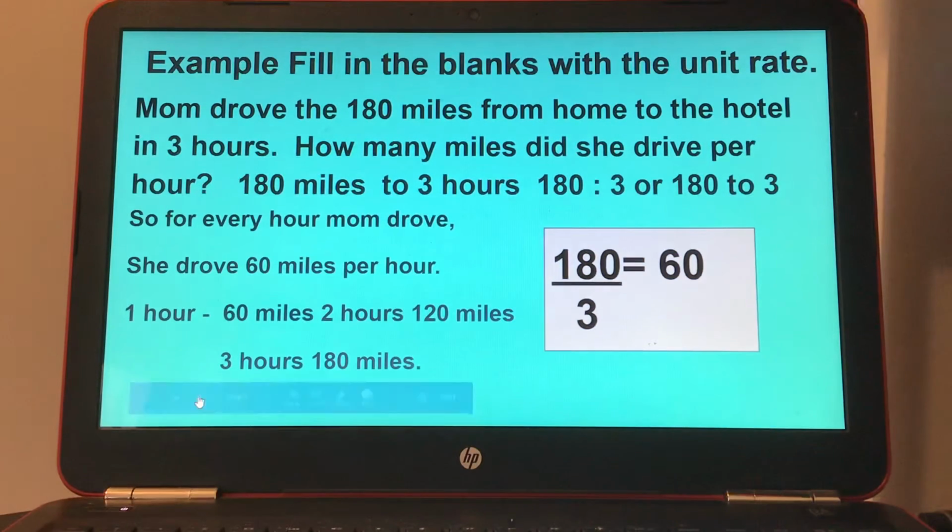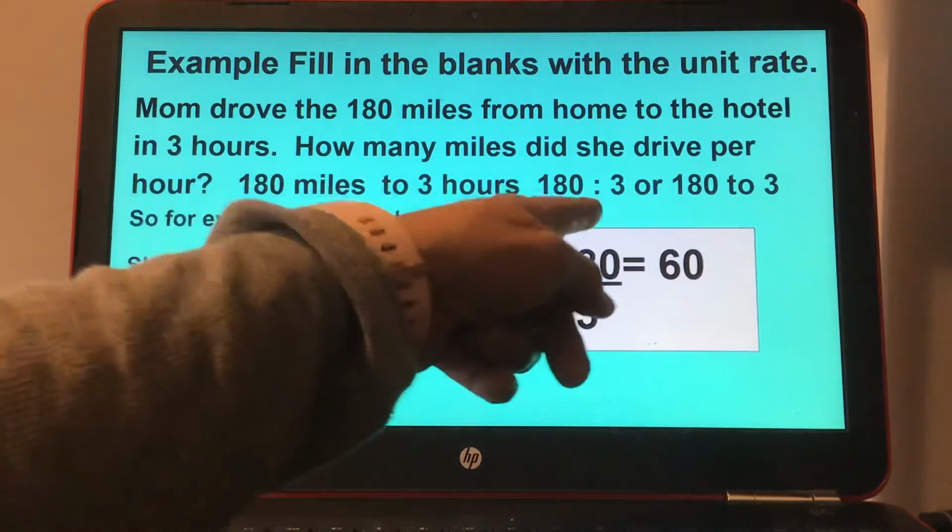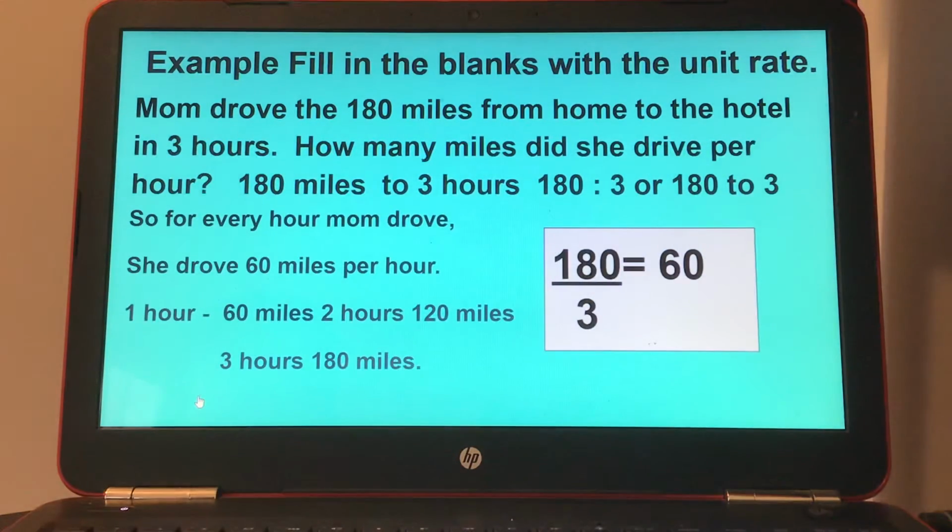Okay, an example. Fill in the blanks with the unit rate. Mom drove 180 miles from home to the hotel in 3 hours. How many miles did she drive per hour? So you have 180 miles to 3 hours. So 180 to 3. Okay. So for every hour Mom drove, she drove 60 miles per hour, because you would divide 3 into 180, which would give you 60. So 1 hour is 60 miles, 2 hours is 120 miles, and 3 hours is 180.